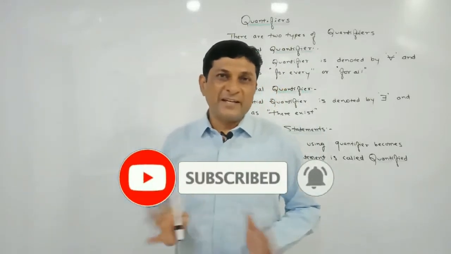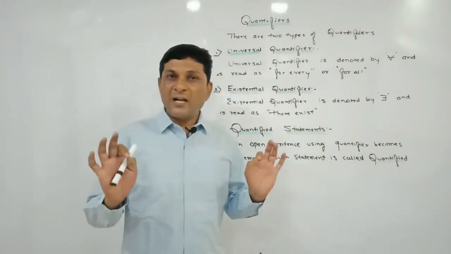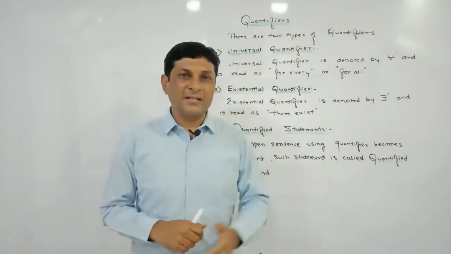So now we are starting the next part of this chapter. Let us begin with the quantifiers. There are two types of quantifiers. One is the universal quantifier and the second one is the existential quantifier.